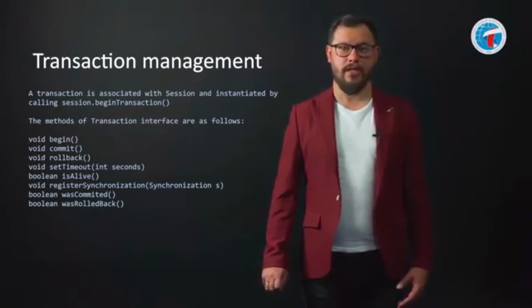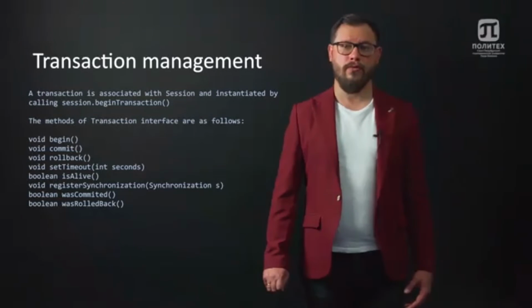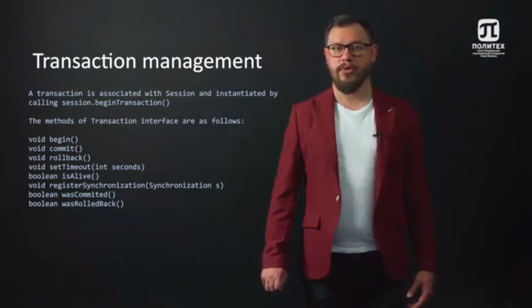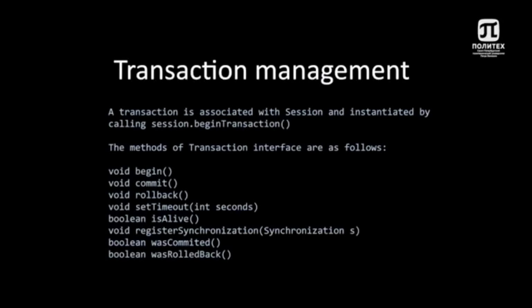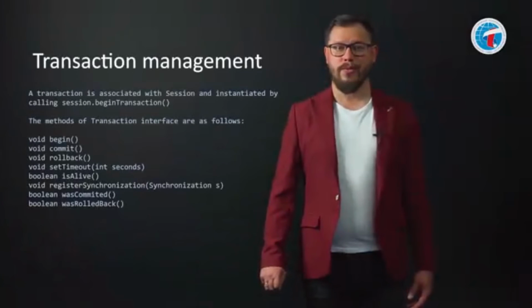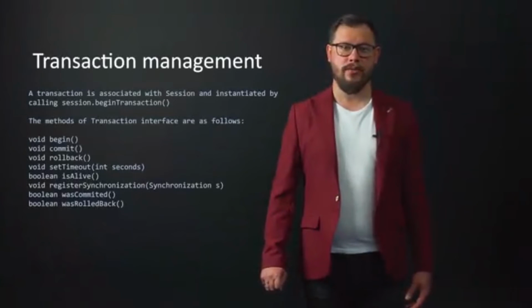Begin starts a new transaction. Commit ends the unit of work unless we are in flush mode, never. Rollback forces this transaction to roll back. Set timeout. It sets a transaction timeout for any transaction started by a subsequent call to begin on this instance. Is alive. Checks if the transaction is still alive. Register synchronization. Registers a user synchronization callback for this transaction. Was committed. Checks if the transaction is committed successfully. Was rolled back. Checks if the transaction is rolled back successfully.